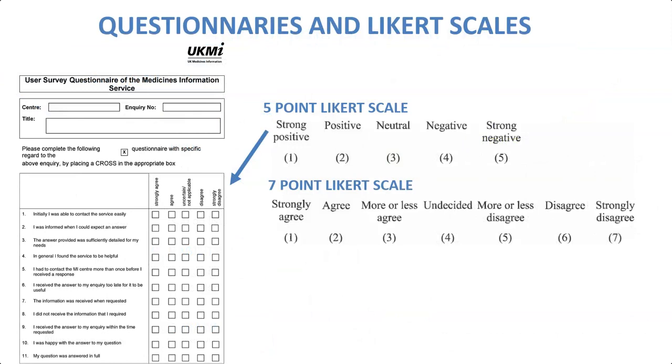Questionnaires generally use something called a Likert scale. So questionnaires usually have next to the questions a 5-point or a 7-point scale. So you read the question, and then you can check off a box that most strongly aligns with your response. A 5-point Likert scale might use something like strongly positive to strongly negative, or strongly agree to strongly disagree.